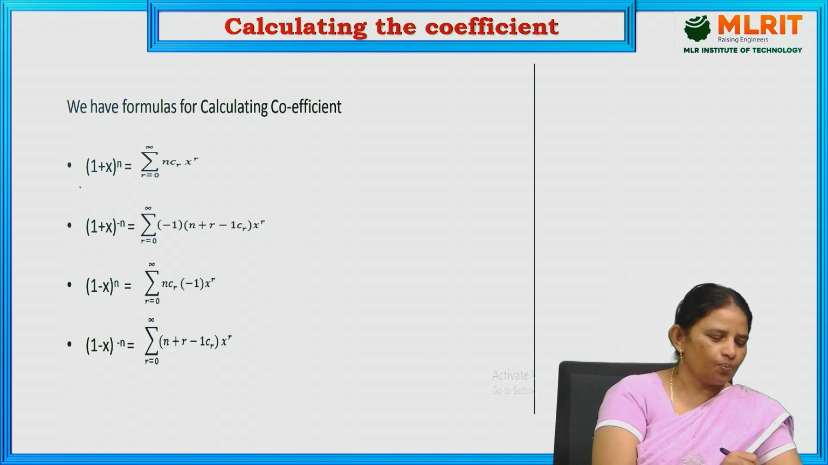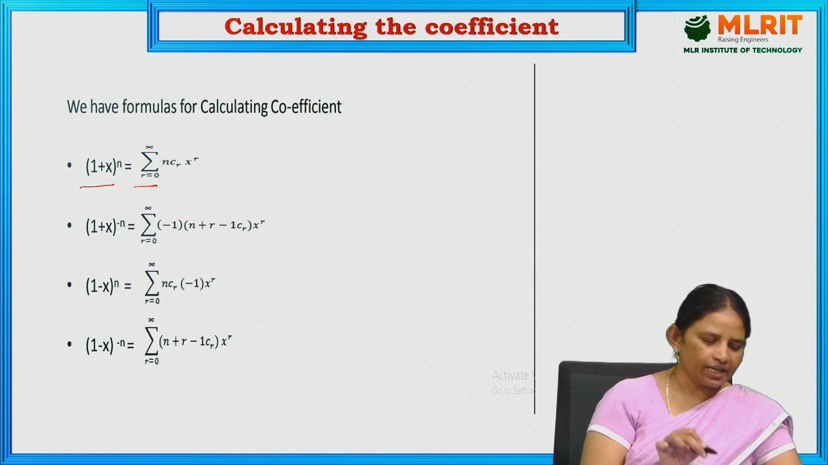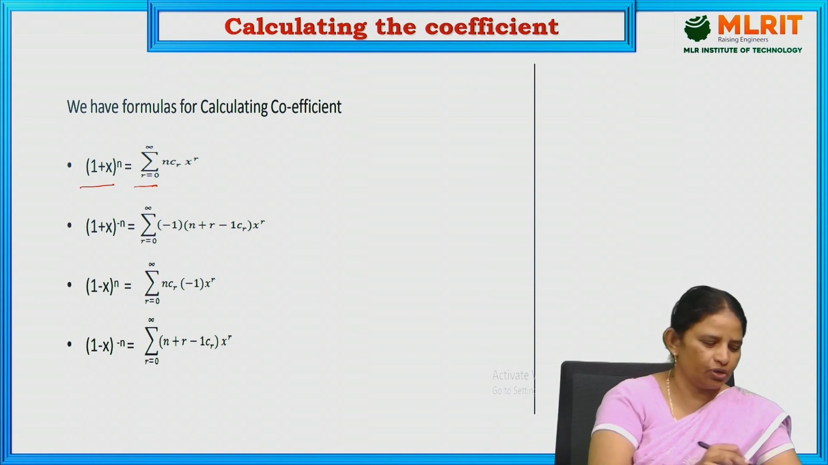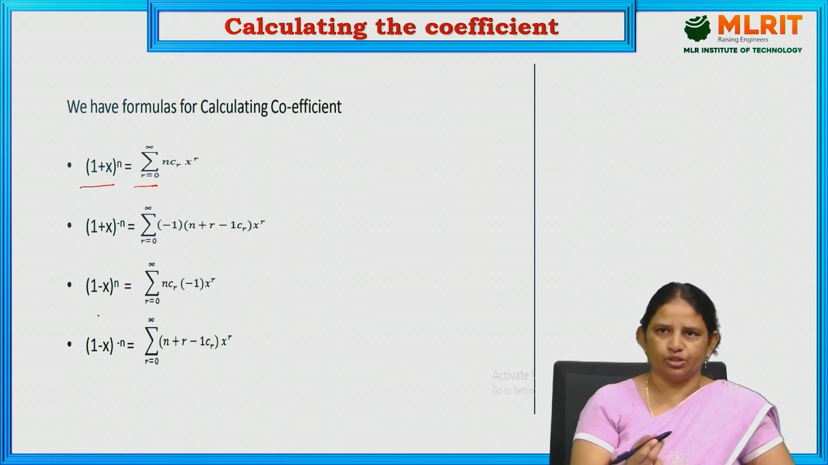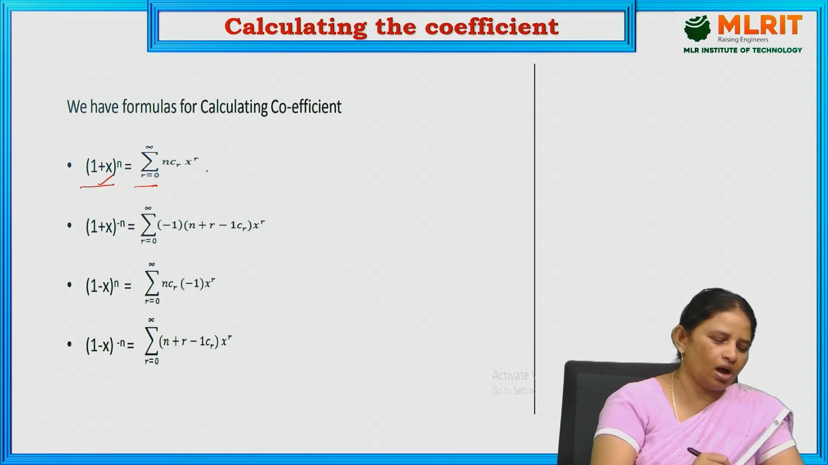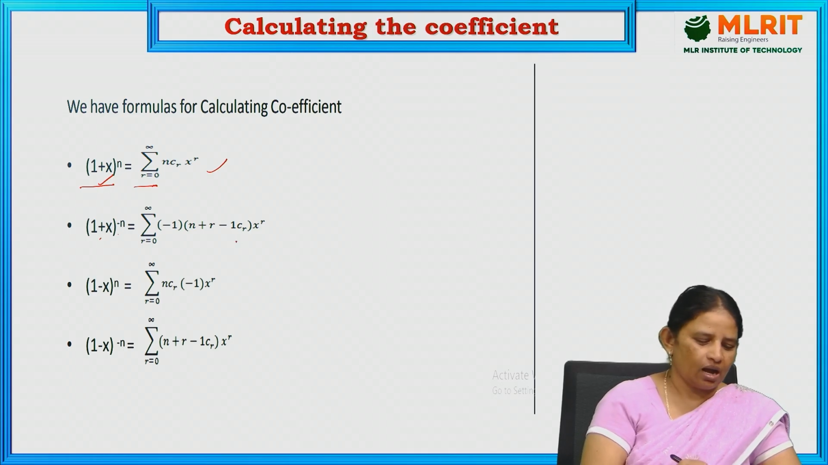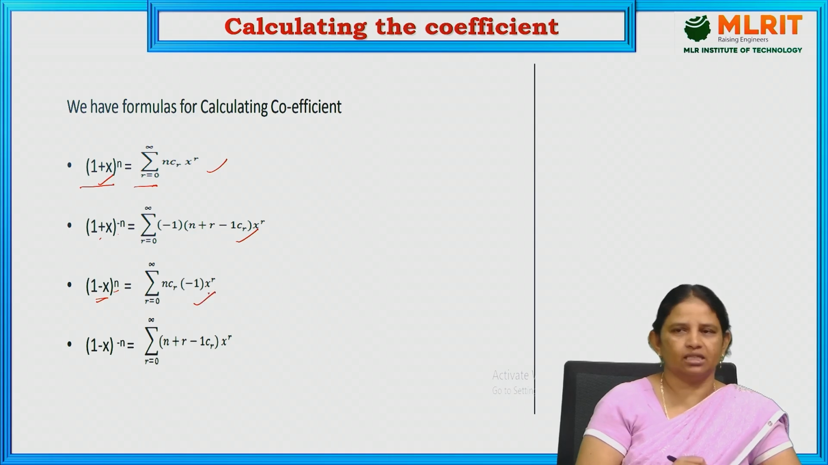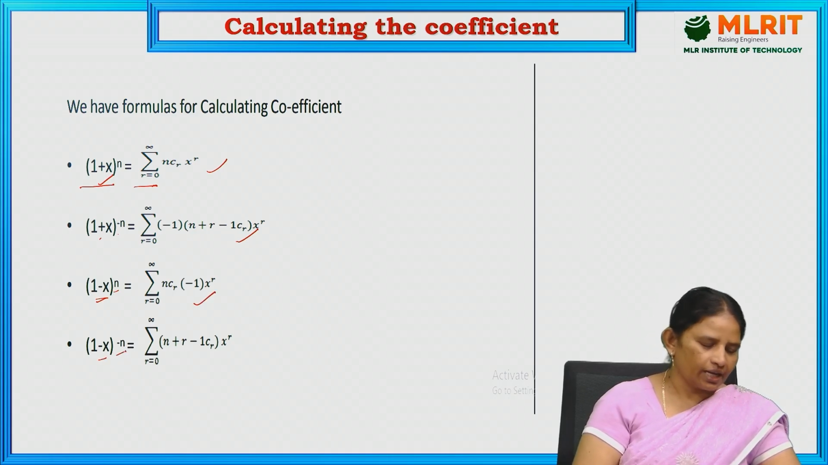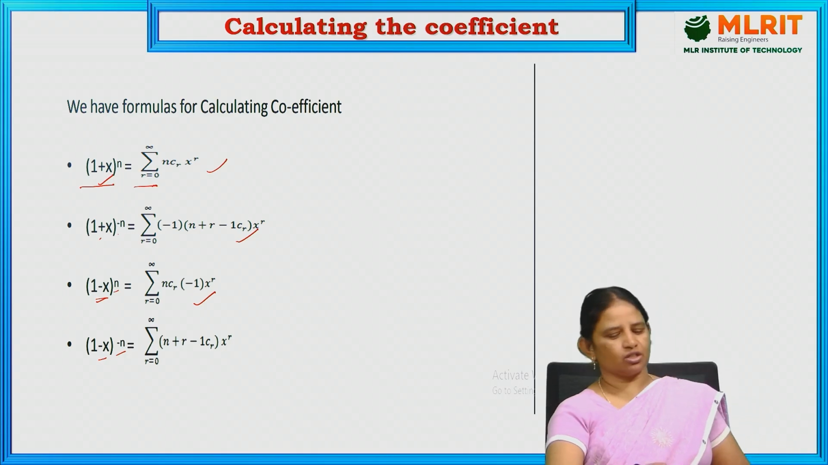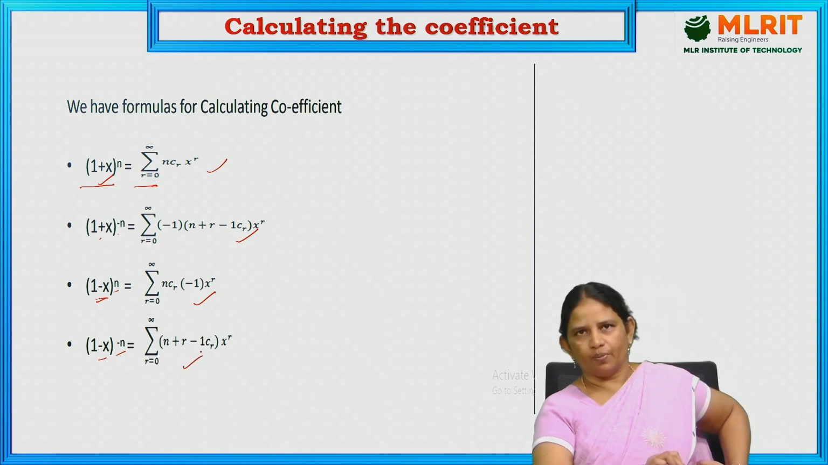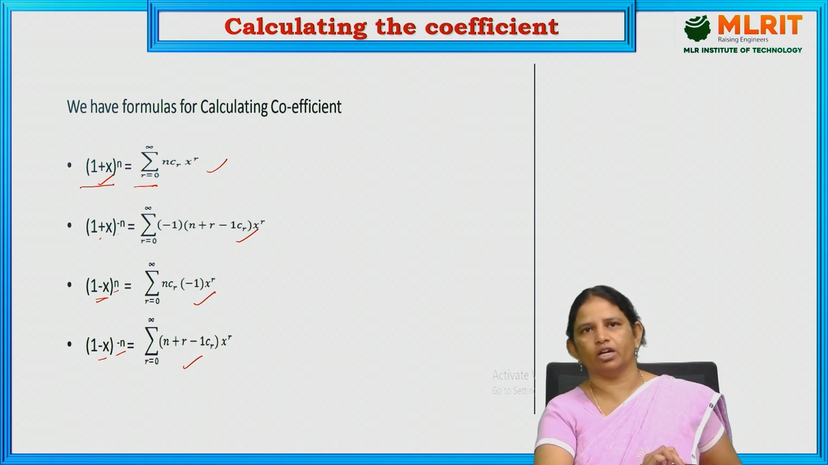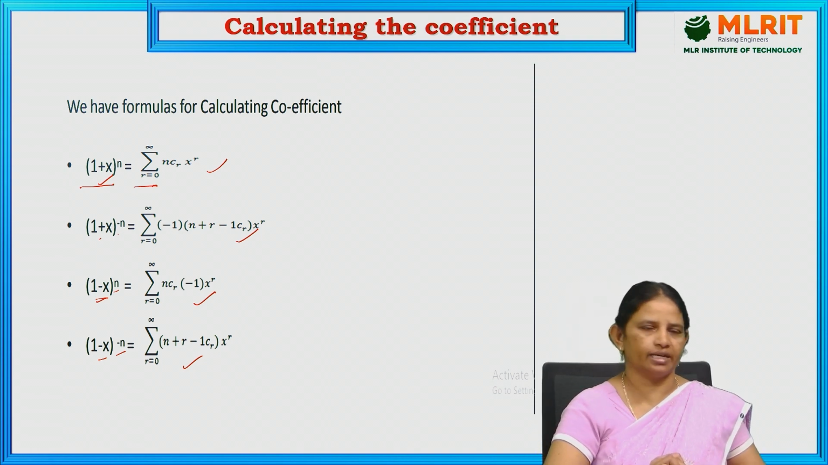That is, (1 + x)^n is equal to sigma r equal to 0 to n. Whether 1 is present in the first term or not, we need to observe. After that, whether it is a positive term or negative term. If it is a positive term, apply formula number 1. If it is a positive term with negative power, then apply the second formula. If it is a negative term with positive power, apply the third formula. Then if both are negative, that is, the second term is negative and the power is also negative, we have to apply formula number 4. With the help of these formulas, we need to find out the coefficient value in the case of generating function.